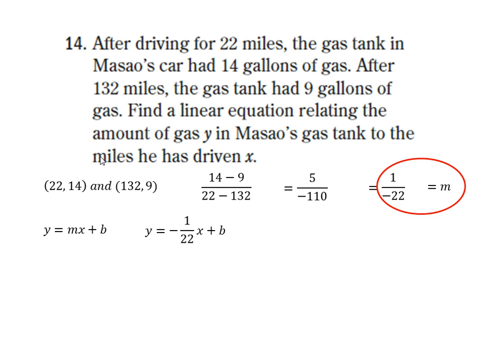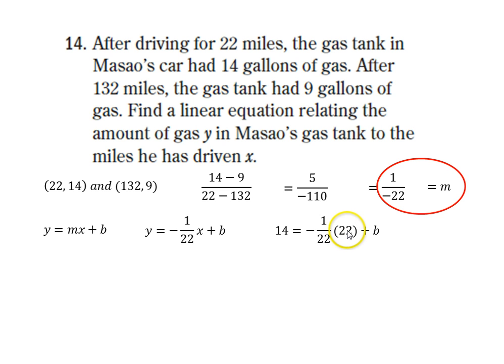So what we're going to do to find b is take one of these 2 points, x and y, and plug it into the equation. And I can pick either one that I want to because they should both work. I'm going to pick (22, 14). Smaller numbers, a little bit easier to work with. I don't want to use a 132, so I plug in 14 for y because it is the y value, and 22 in for x because it is the x value.